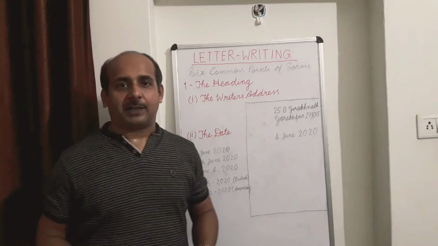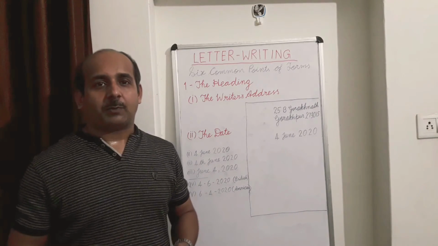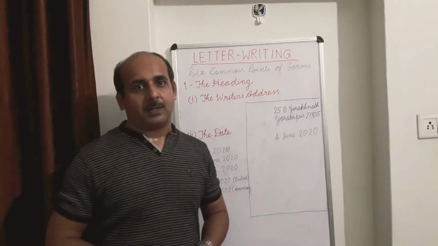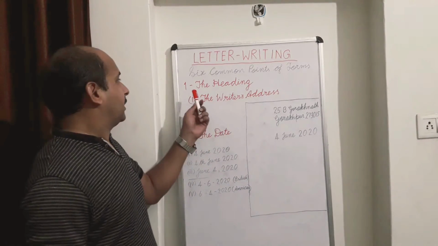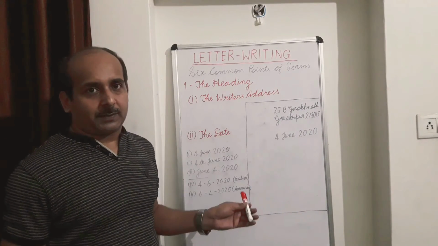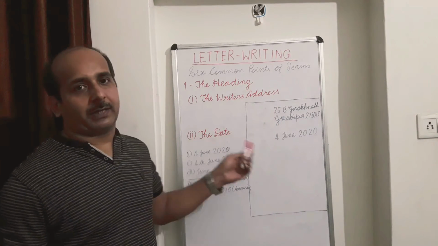As you know, we are learning how to write a letter. Now we shall see those 6 points which are common to all types of letters. The first important point is the heading. The heading is divided in two subparts. The first is the writer's address. The second is the date.